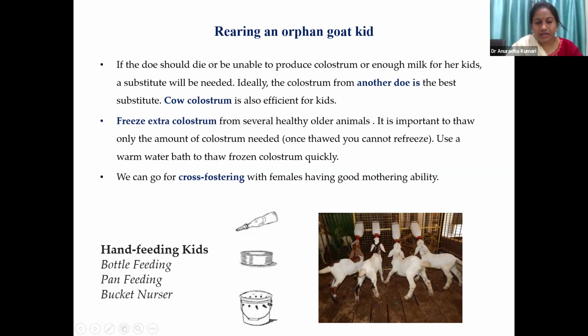It should always be kept in mind that only the amount required for that feeding should be thawed. Again, thawing and refreezing should not be done. It affects the quality of colostrum. If we have a facility, we can go for cross fostering with a female having good mothering ability. For giving artificial milk or the milk of another mother to the kid, we can use bottle feeding, pan feeding, or bucket nurser, whatever suits our farm conditions.